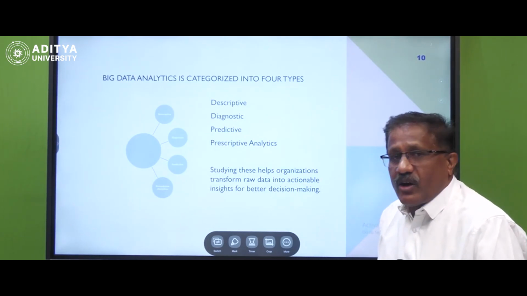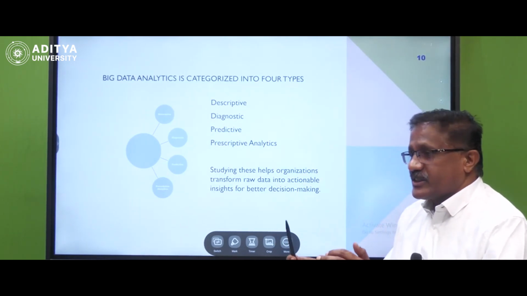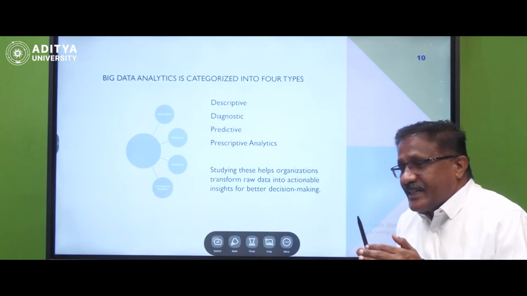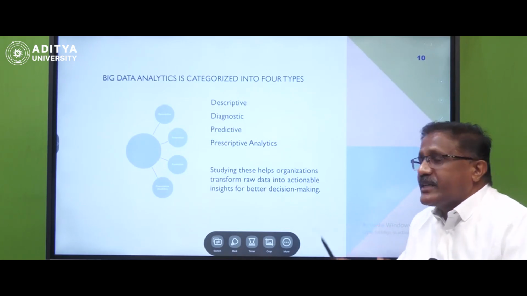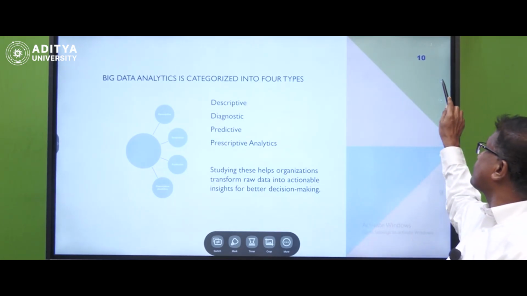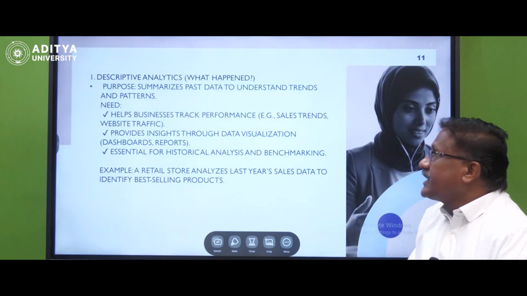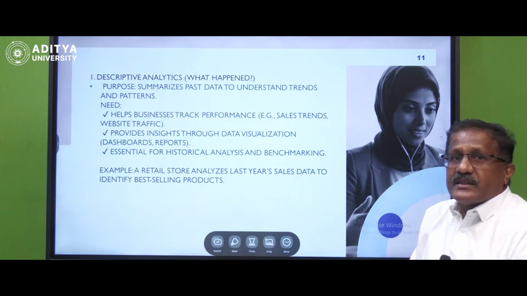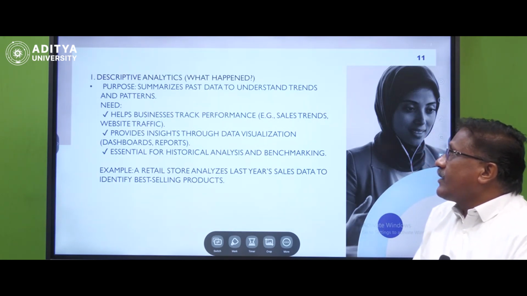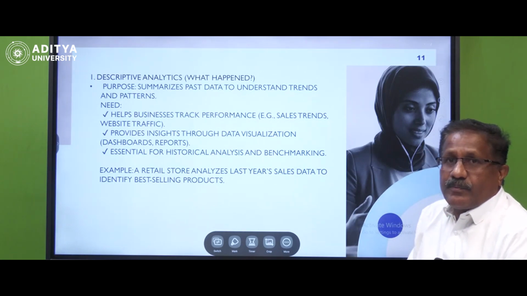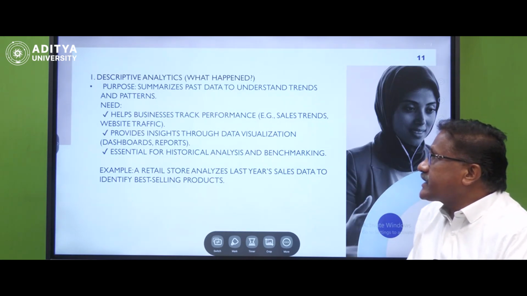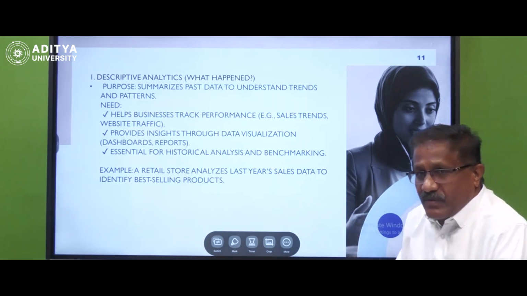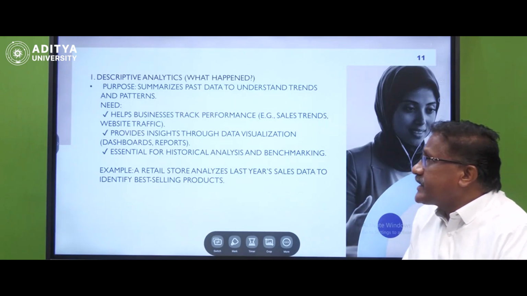Because once you have a large amount of big data, we are going to study and analyze it, which has to help organizations transform the raw data into actionable insight for better decision making. Now the first one is descriptive analytics. As we already know, descriptive analytics is whatever the past actions and past performance are, all these are summarized in data form to understand the trends and patterns. What actually happened?